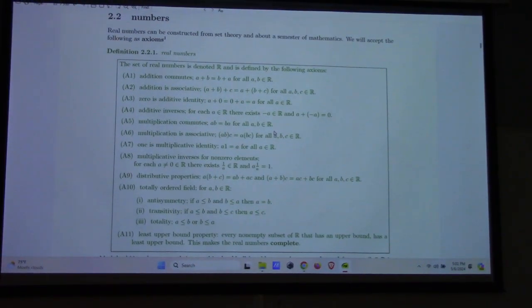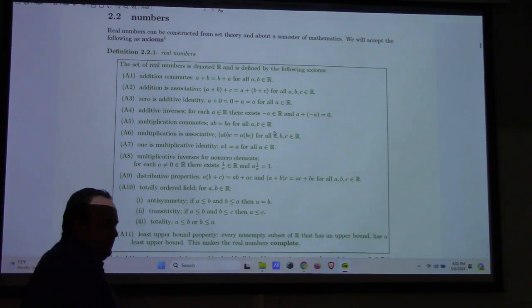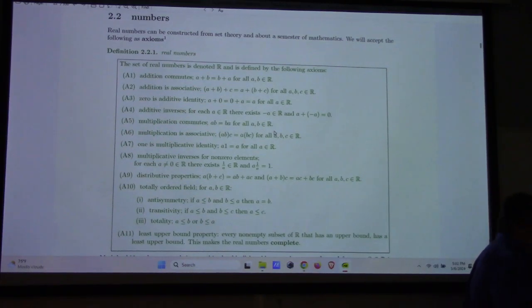Okay, so let's look at the proof of the intermediate value theorem. That's something I did not do in class this semester, all right?